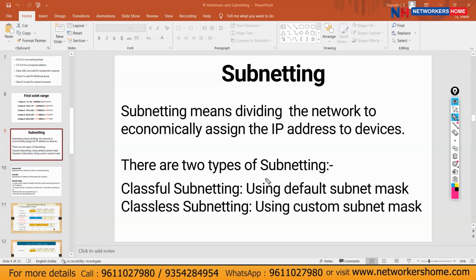You can also mention the types here. We have two types of subnetting: classful subnetting and classless subnetting. What are these? We will see tomorrow.